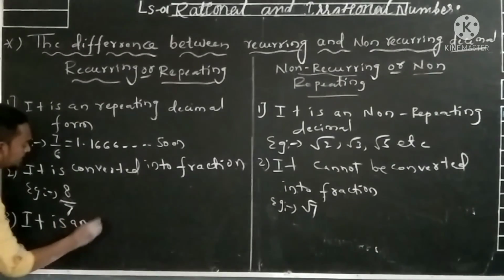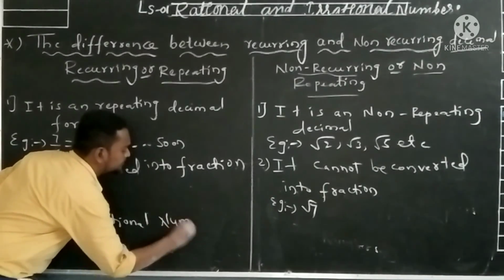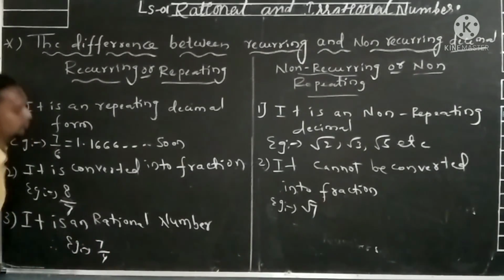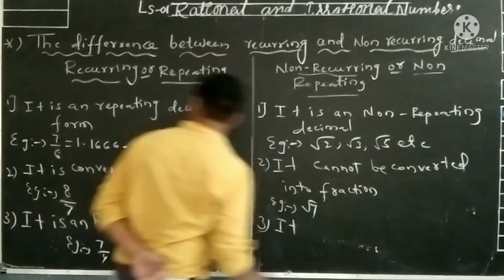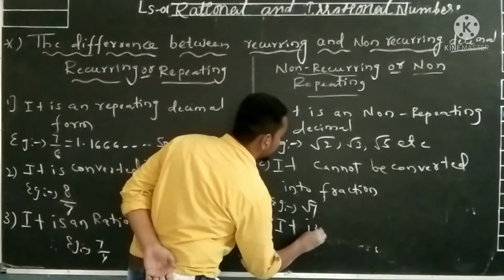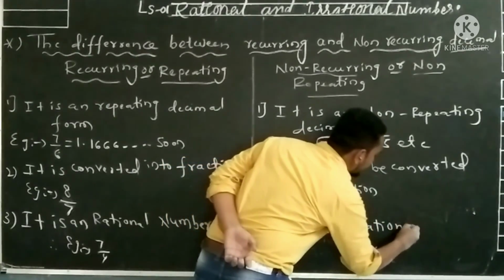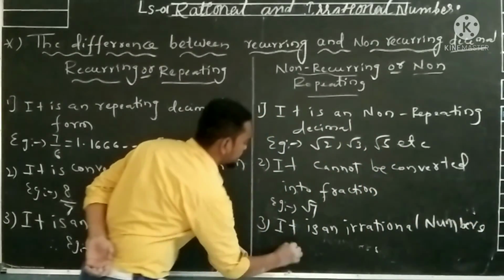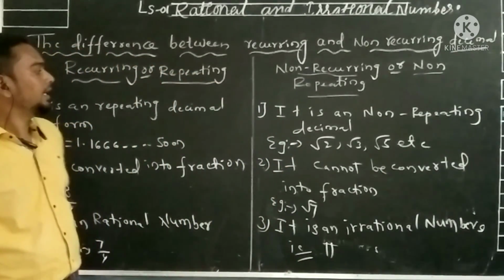Third one, it is a rational number. Therefore, example 7/4 is a rational number. The other one is an irrational number. Example, pi. Pi is an irrational number.